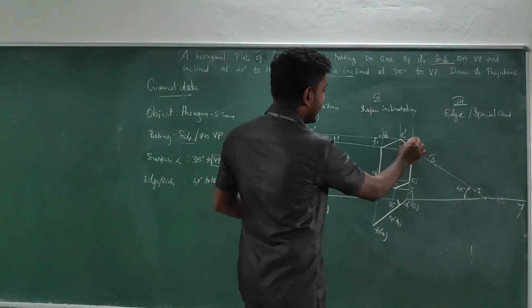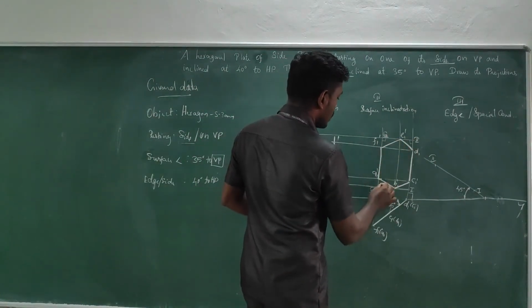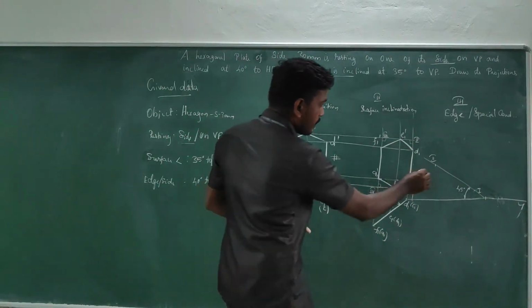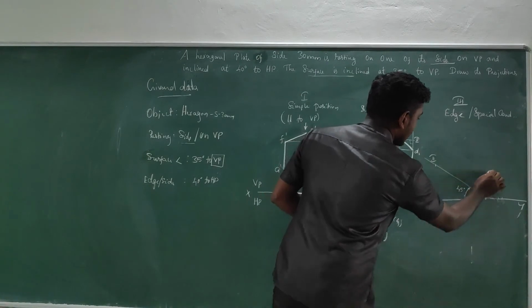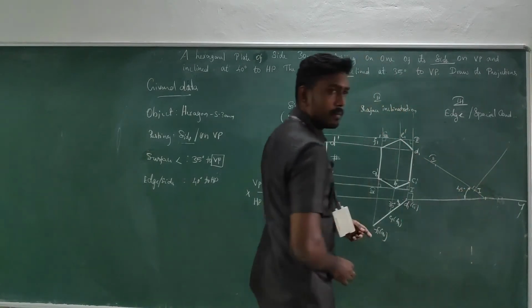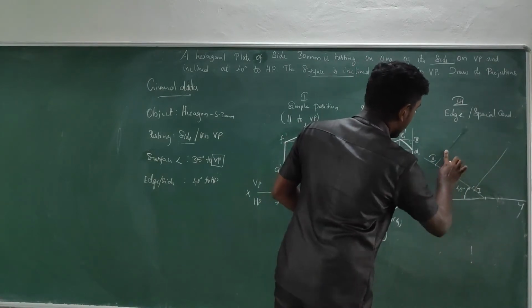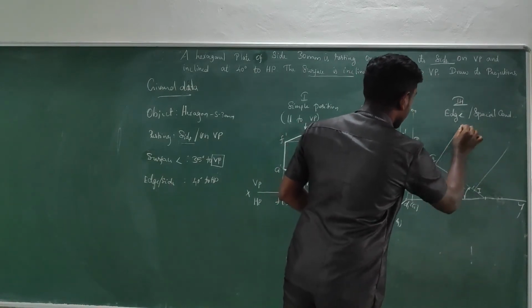Now see, all the adjacent sides are perpendicular to each other, 90 degree. So from the 1 I am going to take a 90 degree line. From the 2 I am going to take the 90 degree line, okay. Take the 90 degree line.